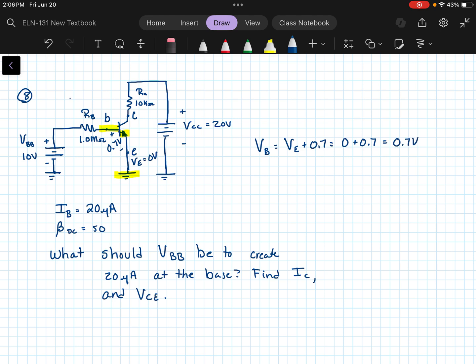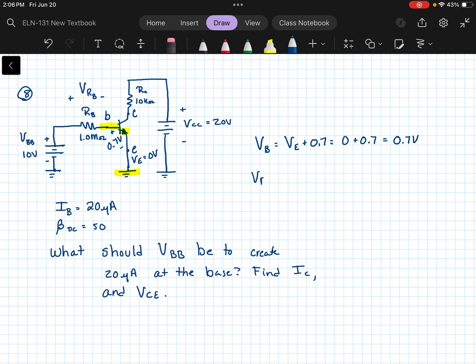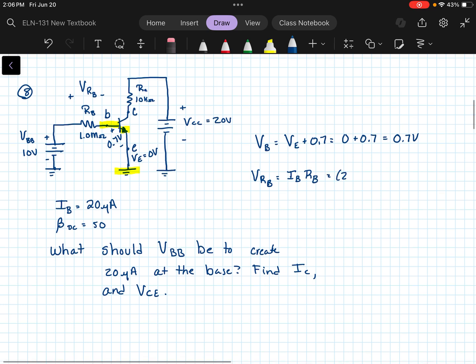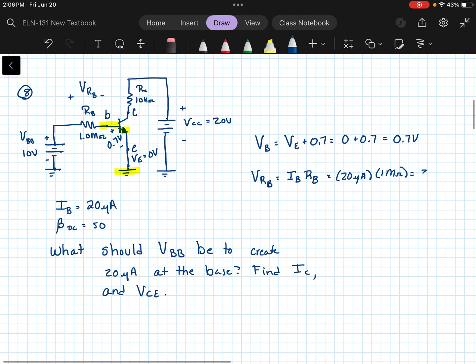Okay, so we need a voltage drop across RB that will give us that 20 microamps. So we can use Ohm's law to figure that out. We know that we have IB times RB, and that would give us that voltage drop. So if we want that to be 20 microamps, and we want 1 mega ohm of resistance there, that means we would need a 20 volt drop across RB.